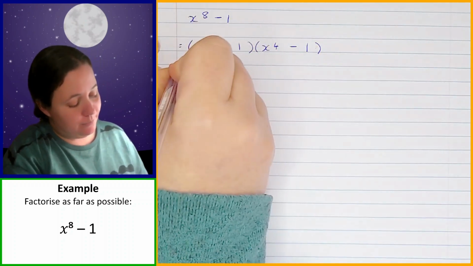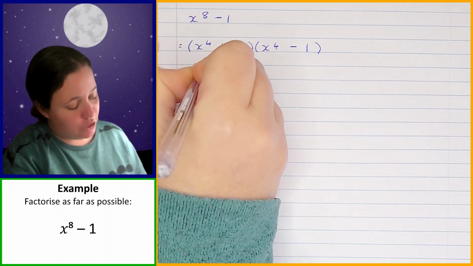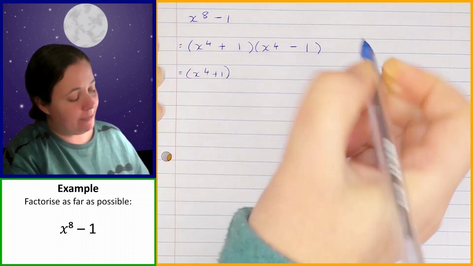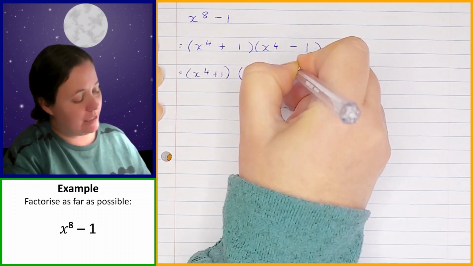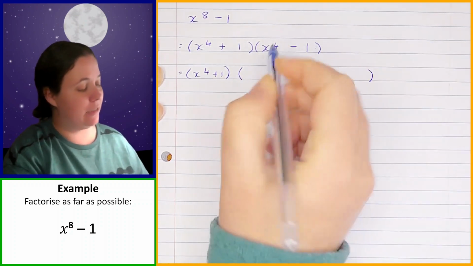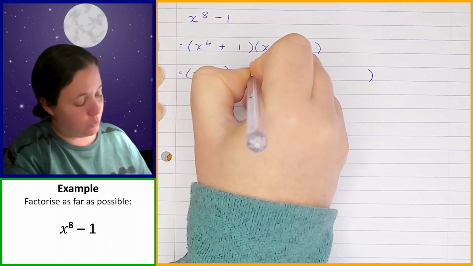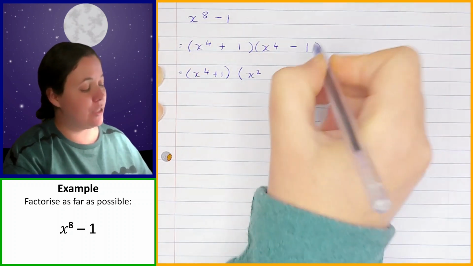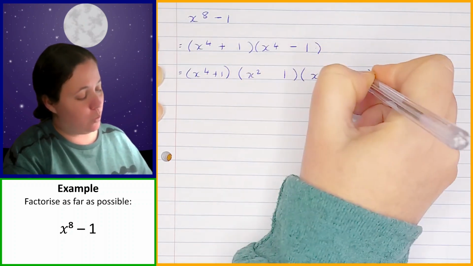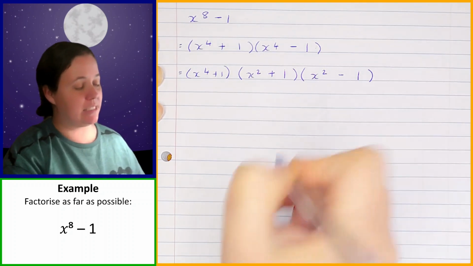So let's go over here. This doesn't change. So I have x to the power of 4 plus 1. Then over here, x to the power of 4 minus 1, I'm going to factorize. I'm going to get two sets of brackets again for that one. So the square root of x to the power of 4 is x squared, and that goes into both of those sets of brackets. Then the square root of 1 is 1, and that goes into both of those sets of brackets. And one gets a plus, and the other one gets a minus.